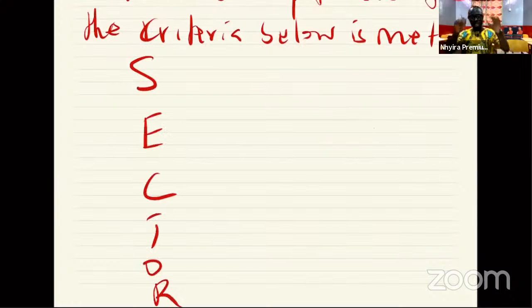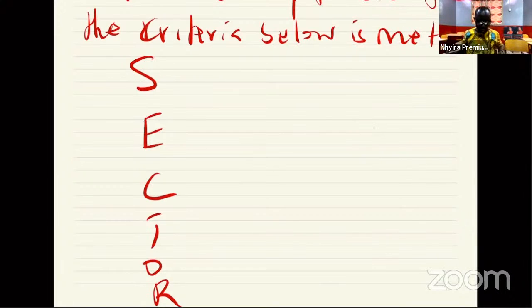So 6. Please note that where the criteria is not met, then the development cost shall be written off. That is very, very important.